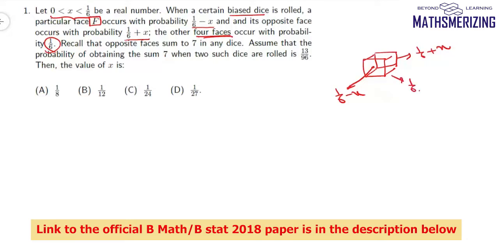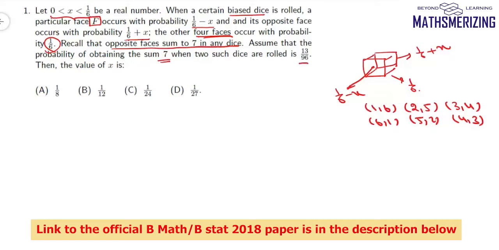Now, it also says, recall that opposite faces sum to 7 in any dice. So that means these two faces can be either 1 or 6, or 2 or 5, or 3 or 4, or their ordered pairs, that is 6, 1, 5, 2 or 4, 3. Now it says if the probability of getting the sum 7 is 13 by 96, we need to find the value of x. Now we need to find the probability of getting the sum 7.